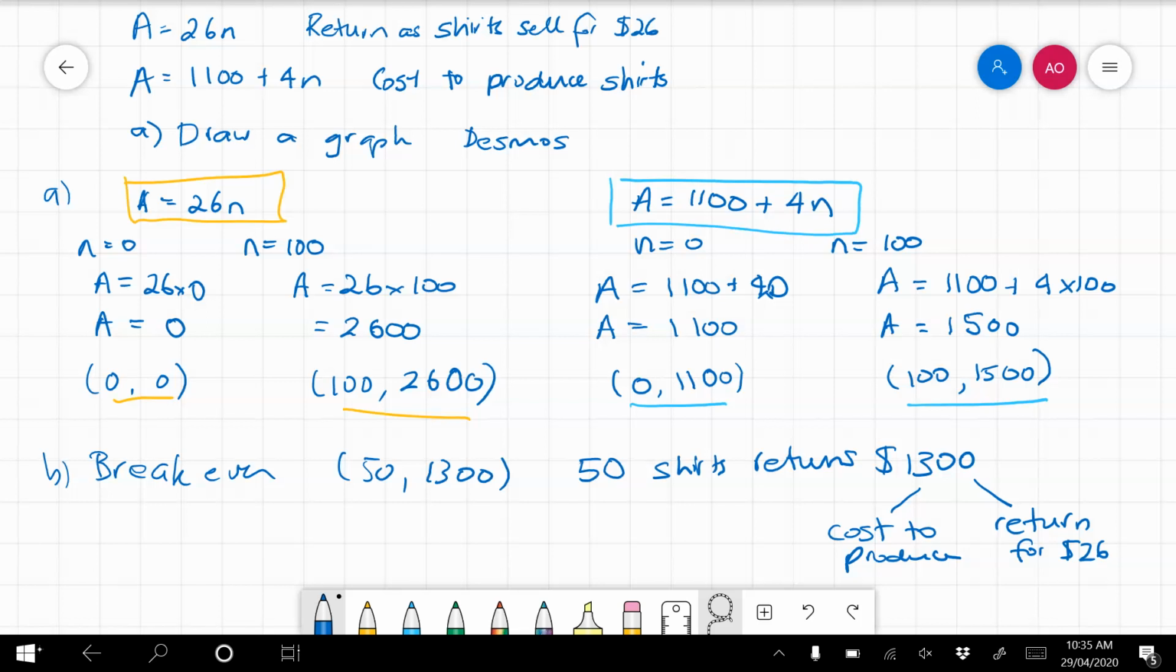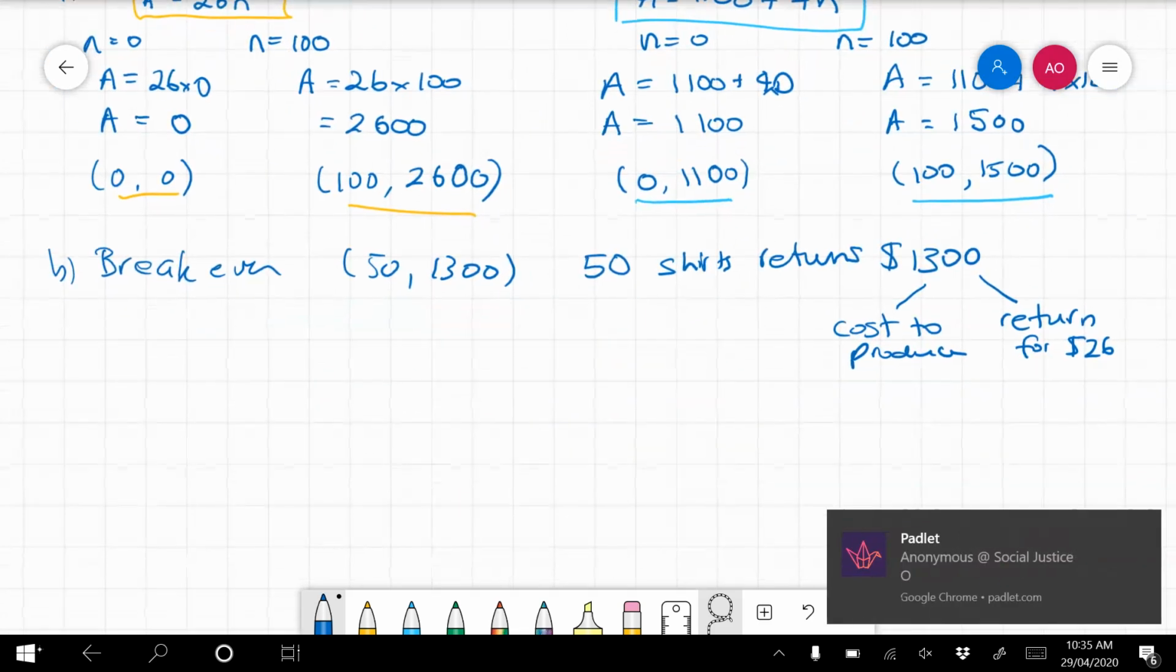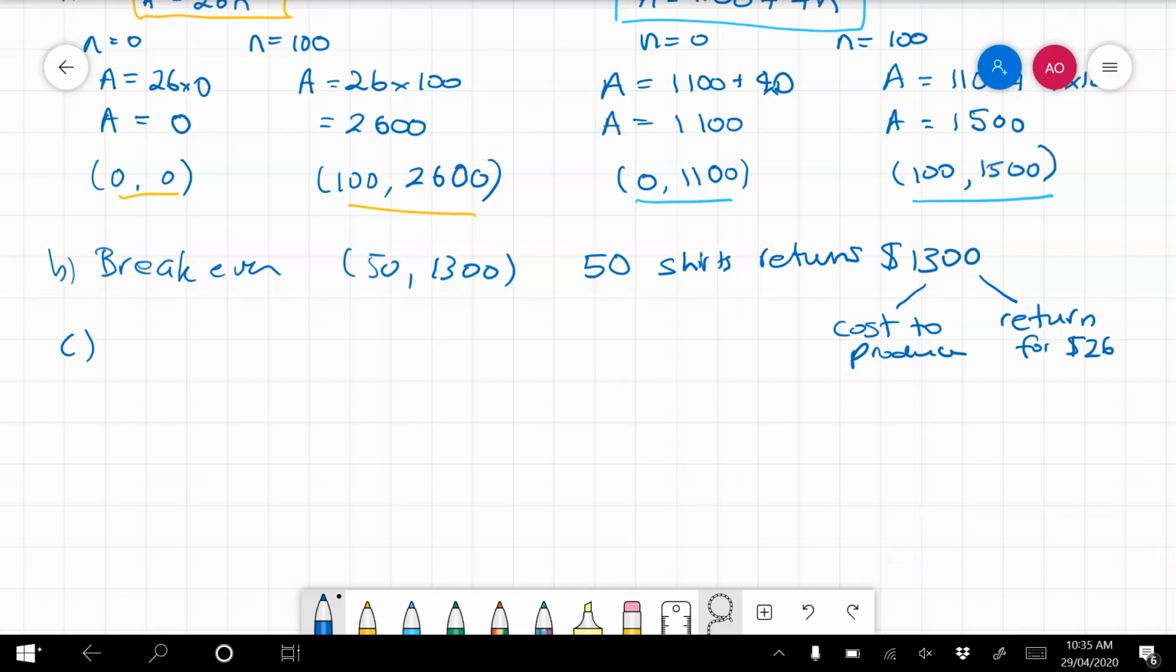Okay, so that's B. And C is when we determine the profit or loss for the number of shirt orders. And the first one says 30 shirts. All right, now, given that I've just said I break even at 50 shirts, we know we're going to make a loss here. So how do I actually work out what loss it's going to be? I'm going to substitute N equals 30 into both equations.